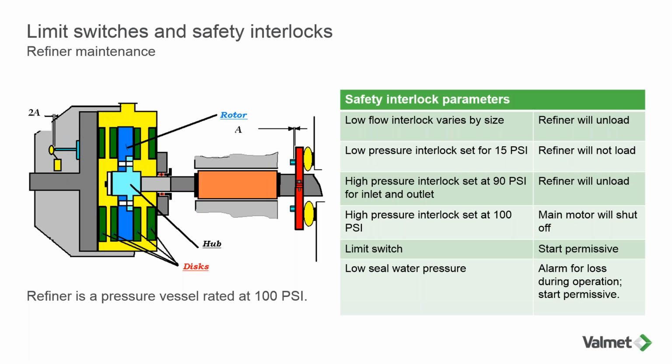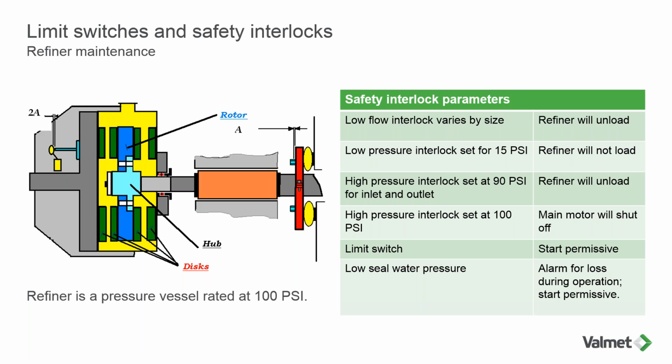So we have interlocks in place that we definitely want to keep and maintain, test, and assure they are working properly before we start up any refiner operation. And throughout the life of the refiners, we need to make sure that these are comprehensive and working properly. In specific, you can see here that our refiner is designed for 100 PSI.